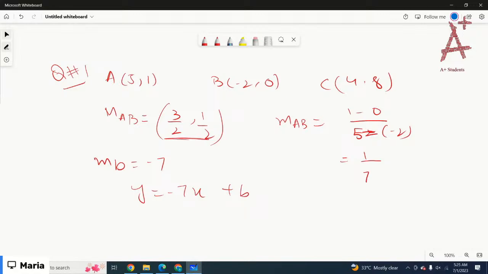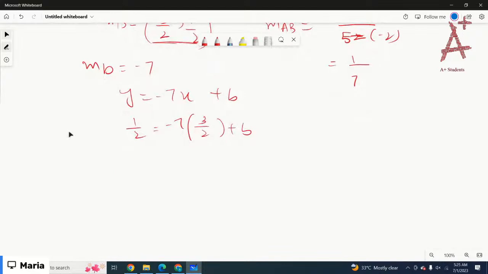You can use this point to calculate the b. It would be 1 over 2 equals negative 7 times 3 over 2 plus b. So 1 over 2 plus 21 over 2 equals b. So b equals 22 over 2, and that equals 11. So the equation is y equals negative 7x plus 11.